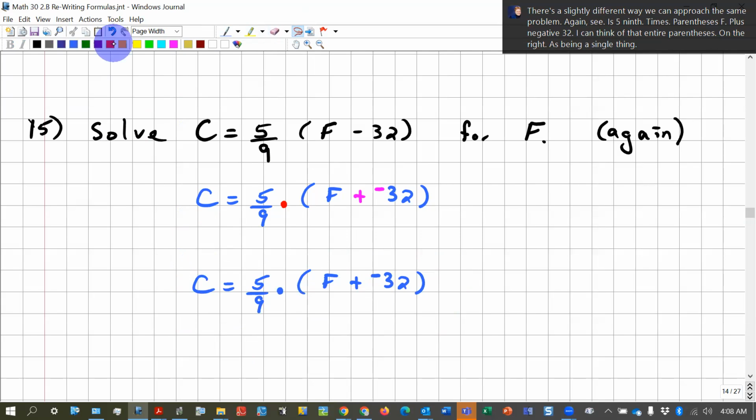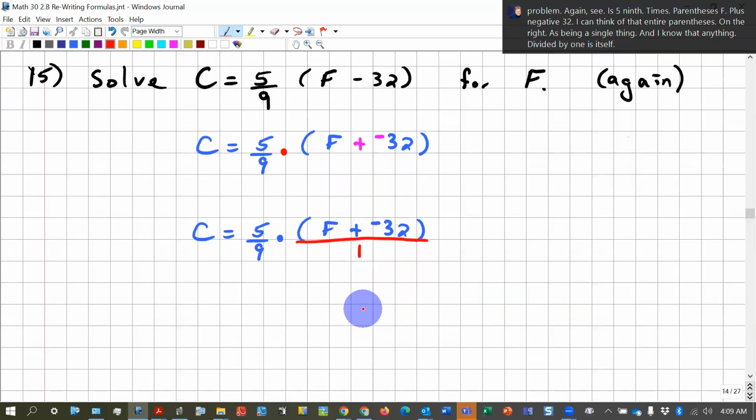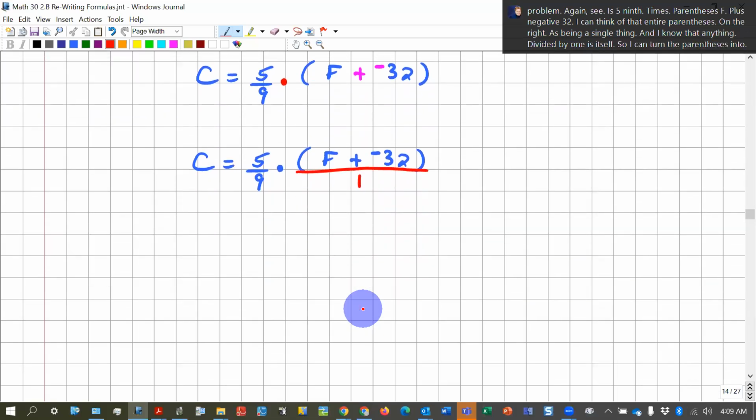And I know that anything divided by 1 is itself. So I can turn the parentheses into a fraction by saying parentheses divided by 1. And then I can think of the right-hand side as multiplying two fractions together.